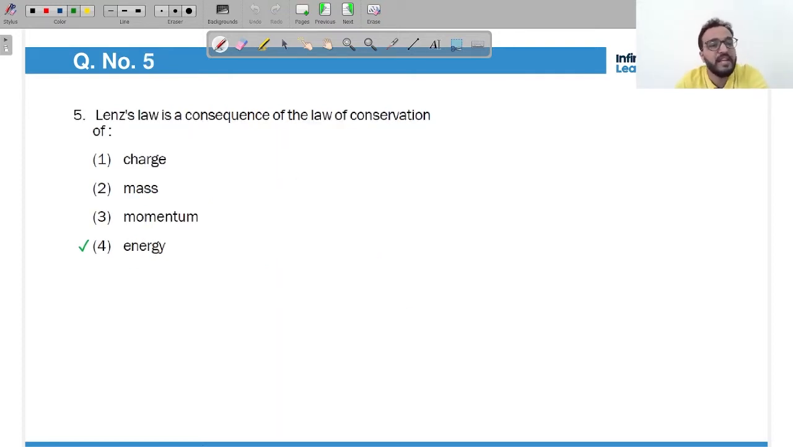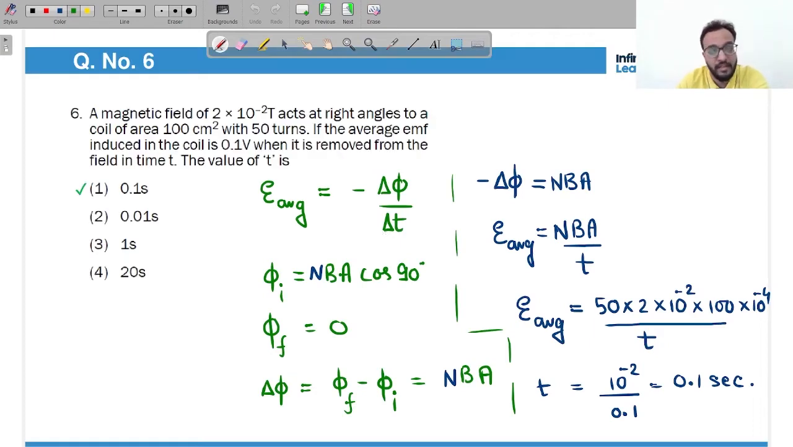Let's move on to question number 5. Lenz's law is a consequence of the law of conservation of, everybody knows it is energy. Please remember this thing, okay? It depends upon the law of conservation of energy. Charge, mass, momentum, no.